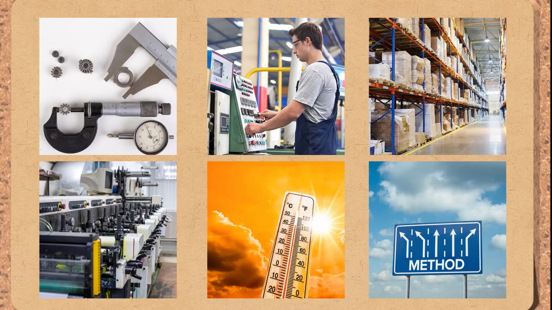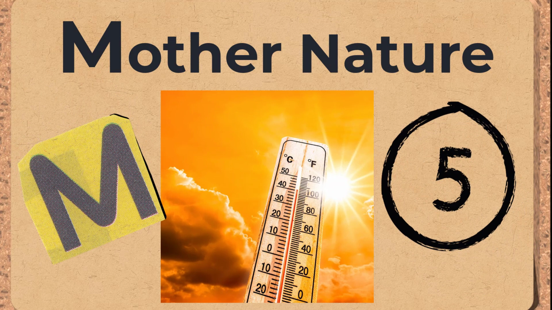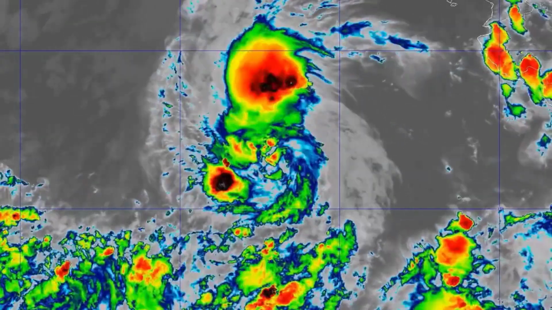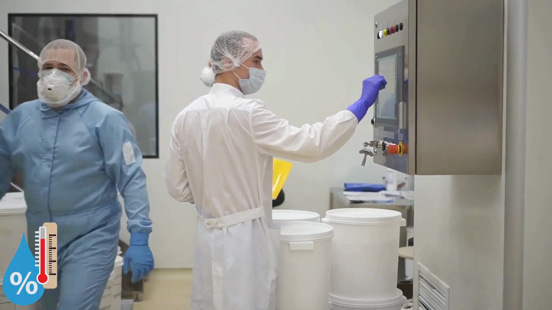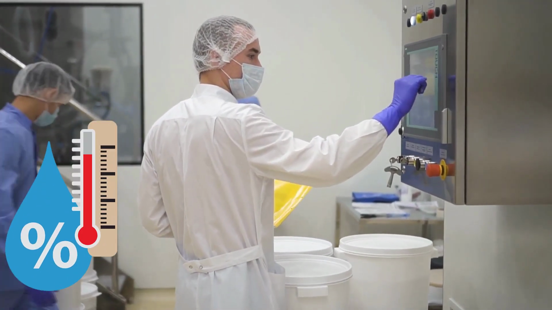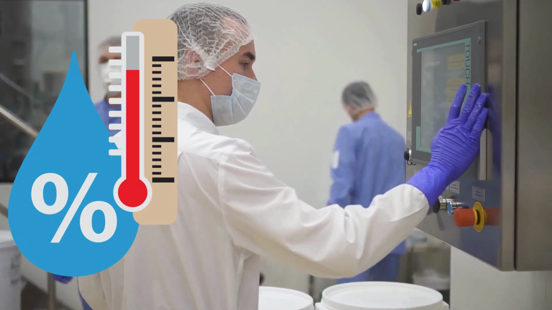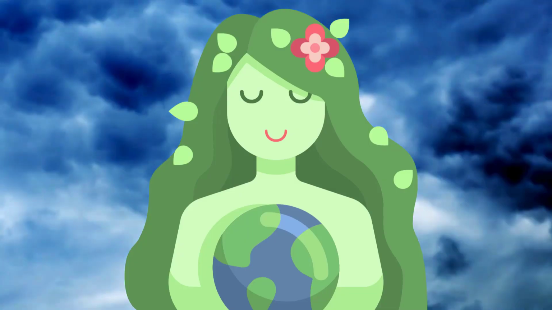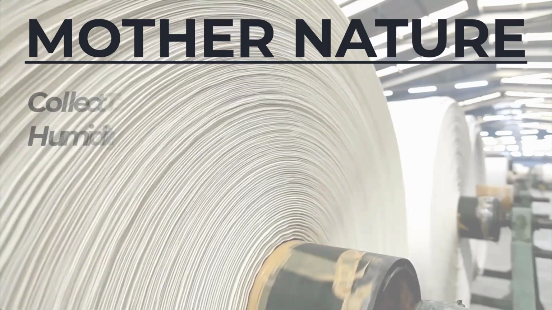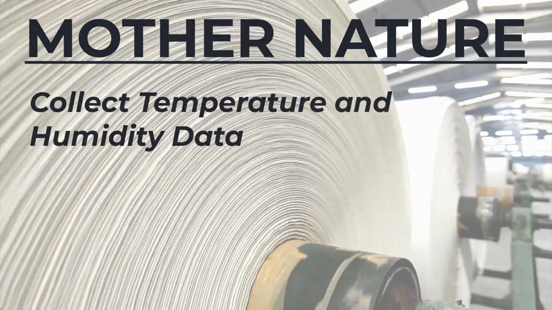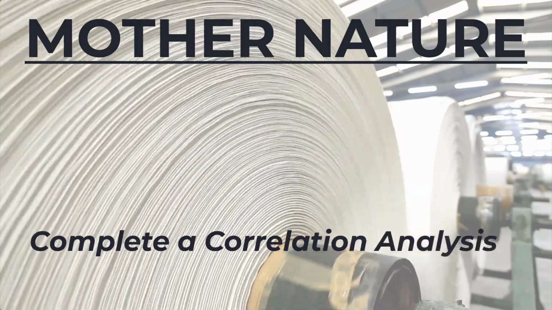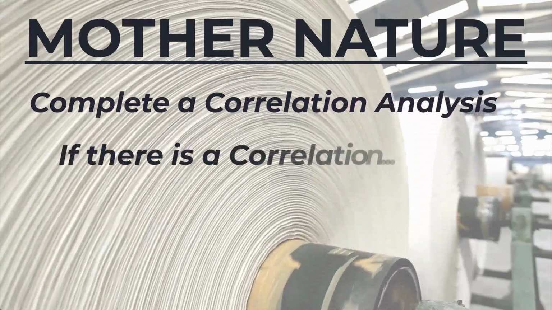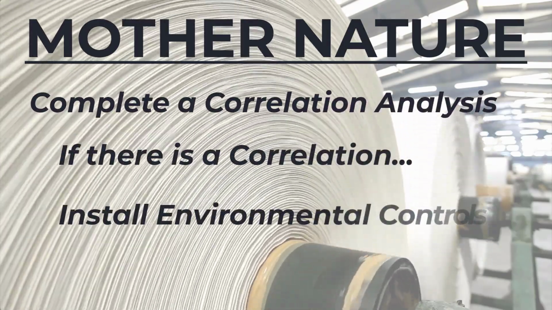Suspect number 5 is Mother Nature herself. We all know that Mother Nature can occasionally be a major disruptive force, but when it comes to a manufacturing process, her effect can be very subtle. Often, temperature and humidity changes can impact the process and cause variation. If she's a suspect in your investigation, collect production room temperature and humidity data and compare it to your process data using a correlation analysis. If you find there's a statistical correlation, then you're going to want to install environmental controls in your production room.